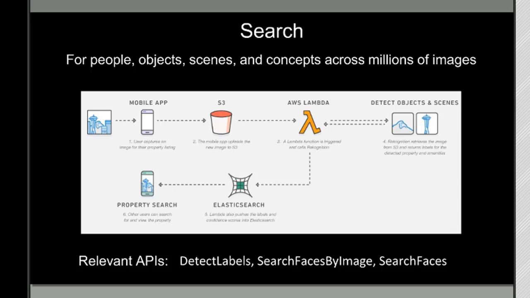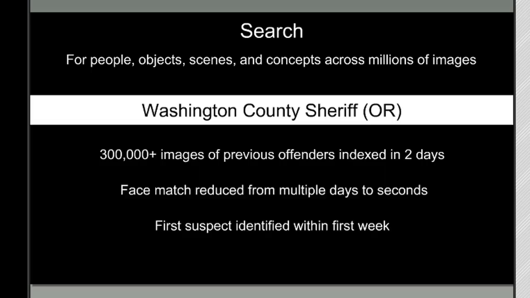And that's generic. It doesn't have to be property. It could be anything. It's a very powerful combination. Search faces by image and search faces are ways of finding faces in a collection, the same sort of thing.